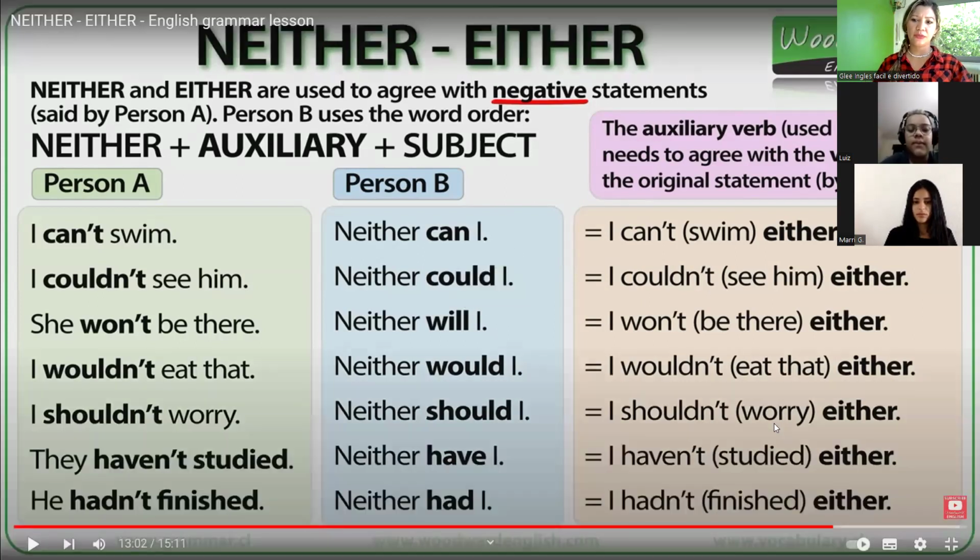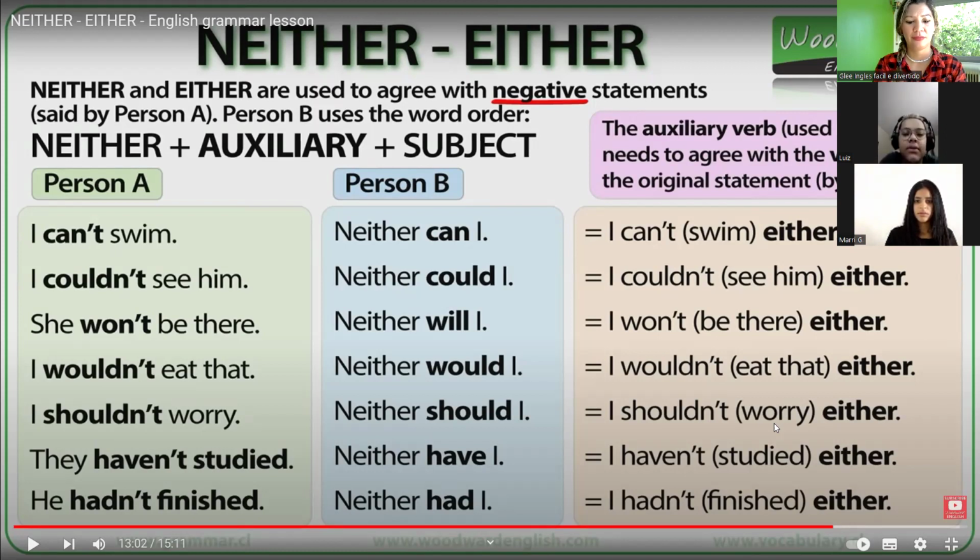Let's do it again, Luis. One line and then Mari the next. I can't swim. Neither can I. I can't swim either. Eu não consigo nadar. Nem eu. Eu não consigo nadar também. I couldn't see him. Neither could I. I couldn't see him either. Eu não pude vê-lo. Eu também não. Eu também não pude vê-lo. Eu não pude vê-lo também.